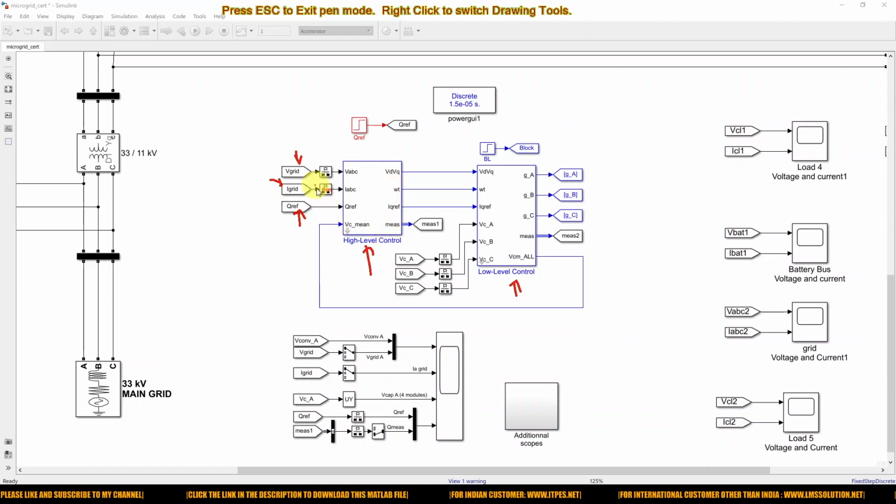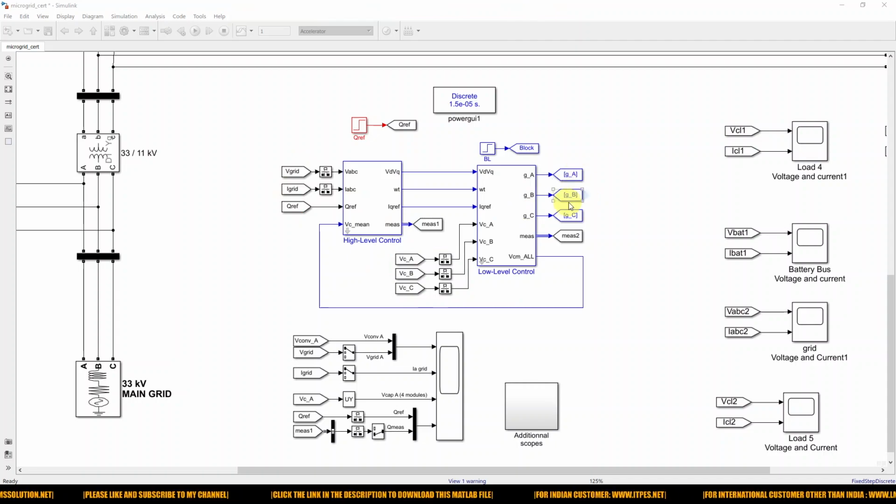Based upon this, we convert the ABC quantities into DQ form by using the ABC to DQ transformation. Then, based upon the Q reference, we generate the IQ reference. After that, we process the VDQ, the IQ reference, and the voltage of each full bridge MMC, so we can generate the gate pulses for each full bridge MMC in the STATCOM.